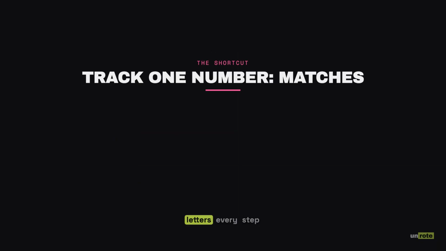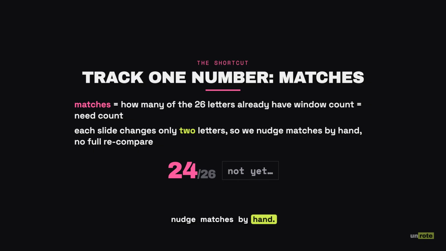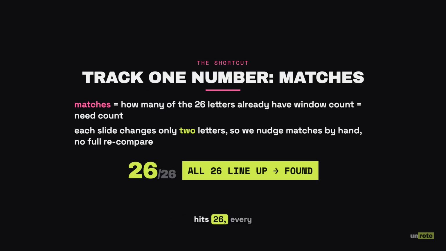Comparing all 26 letters every step would be wasteful, so we keep one number, matches, the count of letters whose window tally already equals what we need. Each slide touches only 2 letters, so we nudge matches by hand. The instant it hits 26, every letter lines up, and we found a permutation.